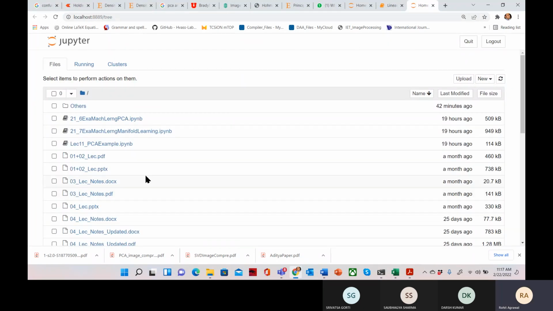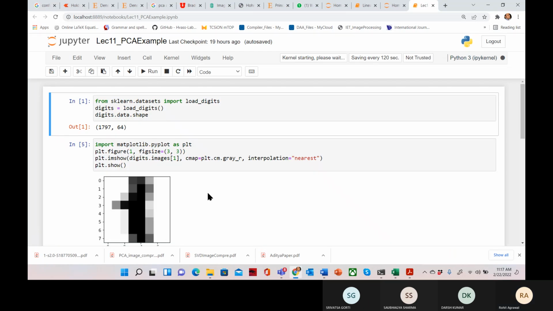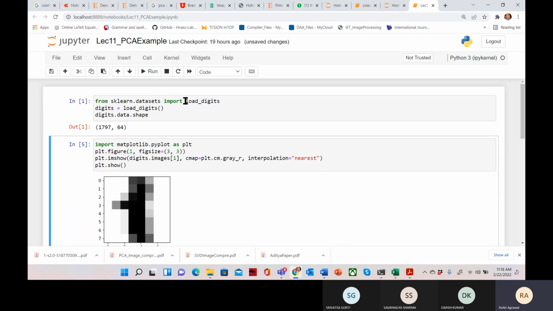Okay, so here is the Python example. I'm using a data set, the load digits data set. What is the size of this data set? These are rows and columns: the number of digits, and this is the number of features. I'm just plotting one image.